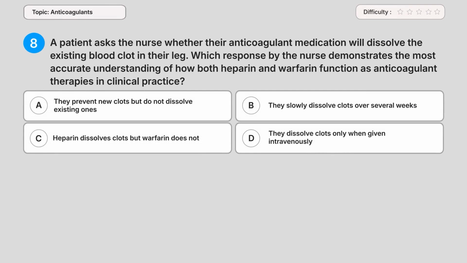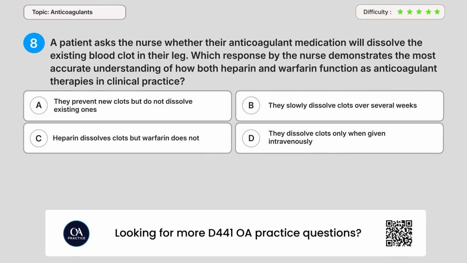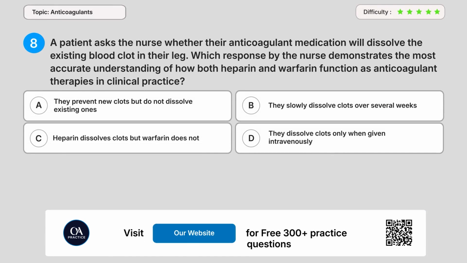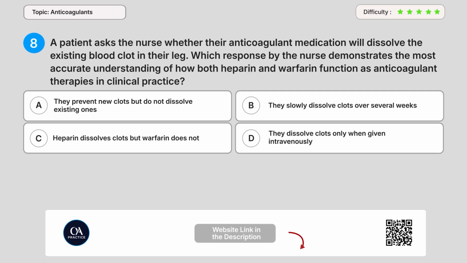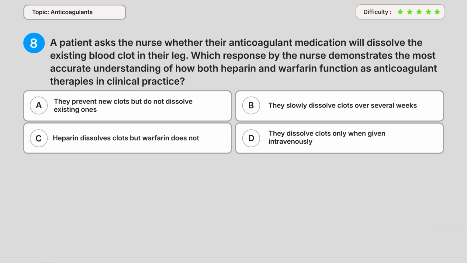8. A patient asks the nurse whether their anticoagulant medication will dissolve the existing blood clot in their leg. Which response by the nurse demonstrates the most accurate understanding of how both heparin and warfarin function as anticoagulant therapies in clinical practice? A. They prevent new clots but do not dissolve existing ones. B. They slowly dissolve clots over several weeks. C. Heparin dissolves clots but warfarin does not. D. They dissolve clots only when given intravenously.